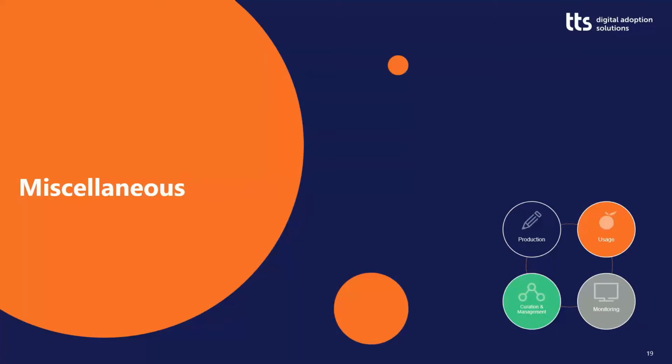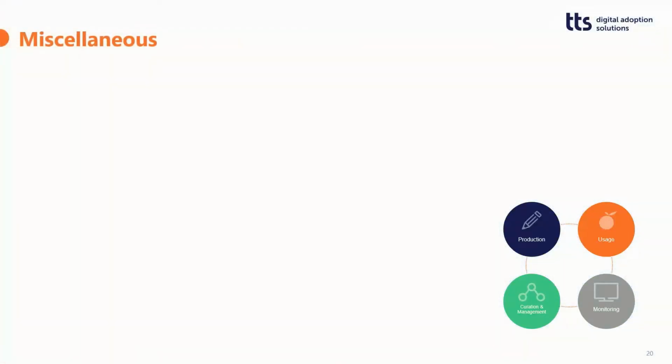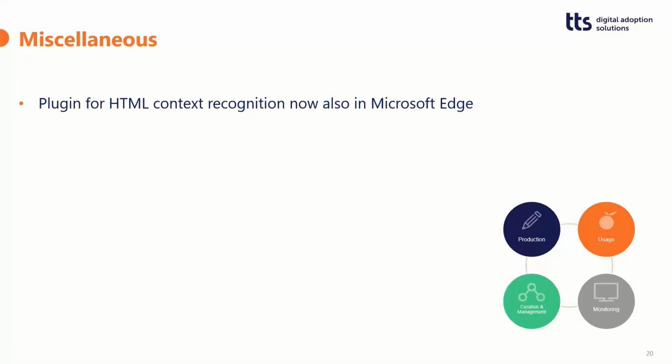And last but not least, let's come to all those topics which are not less important, but hard to present in the form of such a webinar, but should be mentioned as well. At first, and quite important in my opinion, is the possibility to have the plugin for HTML context recognition that we introduced for the Chrome browser with the last release, now also available in Microsoft Edge. The way of installation stays the same.